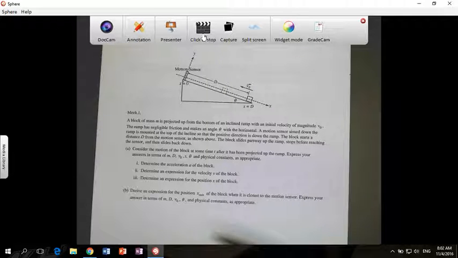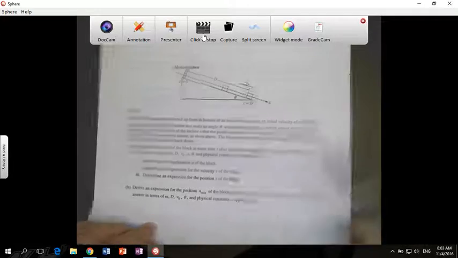So part A says, consider the motion of the block at some times t after it has been projected up the ramp. Express your answers in terms of m, d, v0, t, and theta, and physical constants as appropriate. So physical constants meaning like gravity, g, things like that. And also notice we're not given any numbers in this problem, and that's something that sometimes takes a little practice and adjusting. So this will be good practice. So the first thing we're going to do is determine the acceleration of the block. So that gets right into the heart of what we're doing right now.